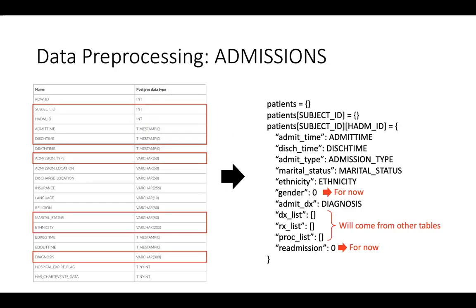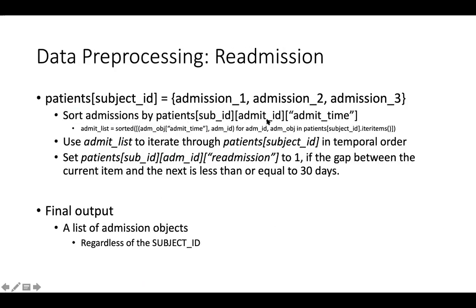In order to do that, you need to sort the admissions by their admit time. This would be the Python code for doing that. You create an admission list: you go through the patient subject ID, call iter items, go through all the admissions, sort the admissions based on their admission time, and construct a list of admissions. Then you use the admit list to iterate through the patient's admissions in temporal order. Temporal order is the important thing.